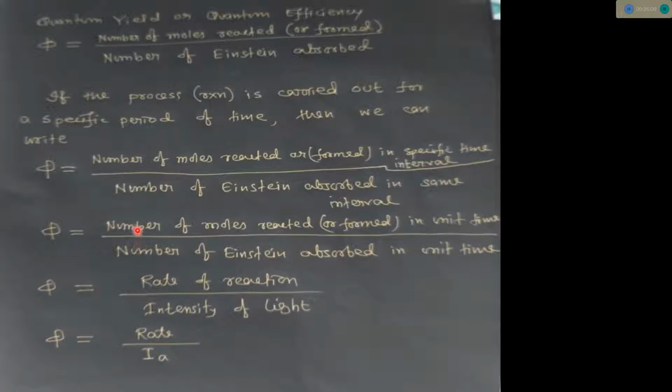Then the term number of moles reacted in unit time is known as rate of reaction, and number of Einstein absorbed in unit time is called the intensity of light, that is I_A. So phi, the quantum yield or quantum efficiency, is equal to rate upon intensity of light. So these are all the expressions of quantum yield or quantum efficiency. Now we will consider only these expressions for this question: number of moles reacted or formed, upon number of Einstein absorbed.